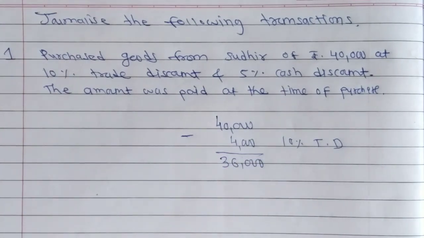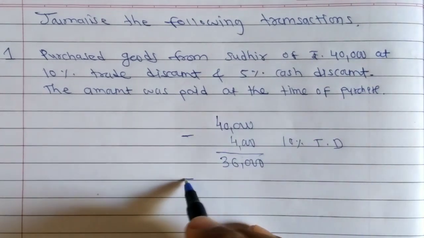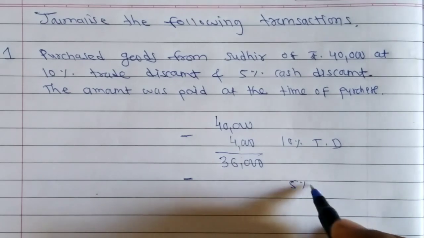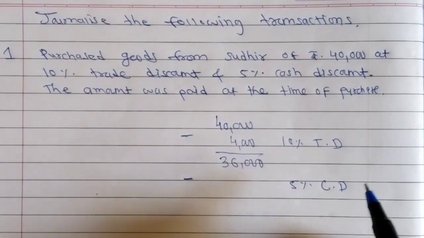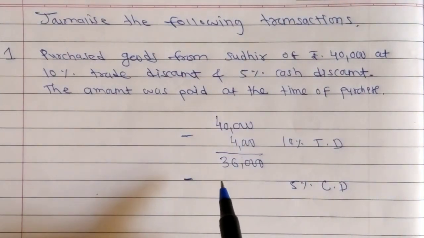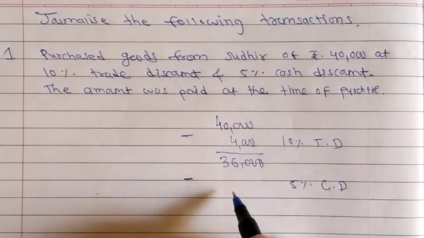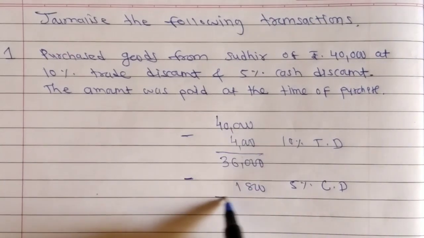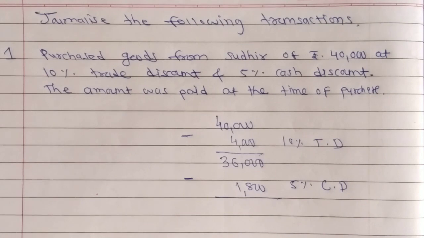Now, if the payment is made, then extra 5% cash discount will be given. Here it is written the amount was paid at the time of purchase. So the amount is paid at the time of purchase, so we will also get cash discount at 5%. So how much amount of cash discount? 5% of 36,000. So it will be 1,800 rupees. This will be the cash discount.